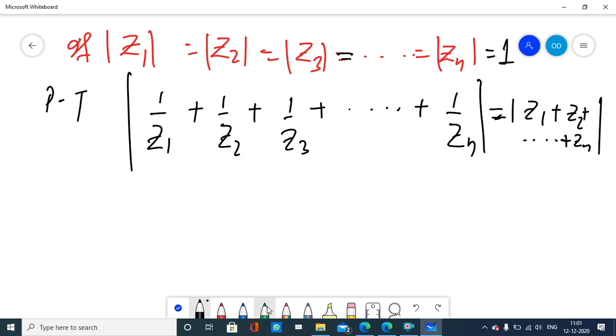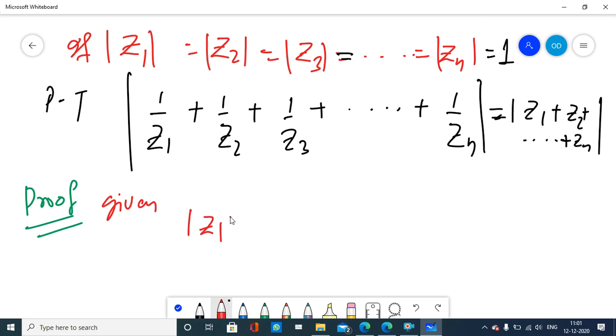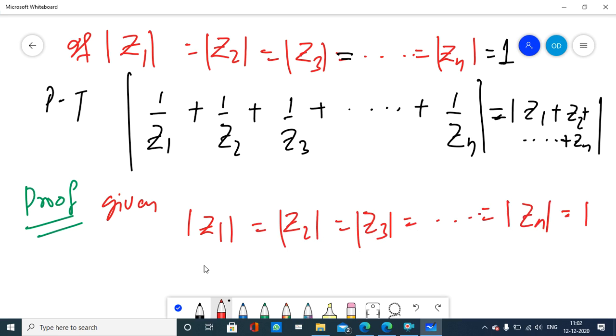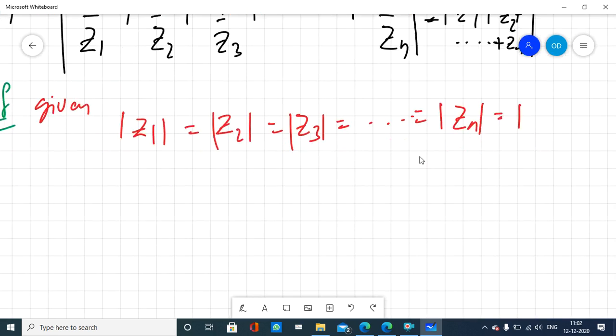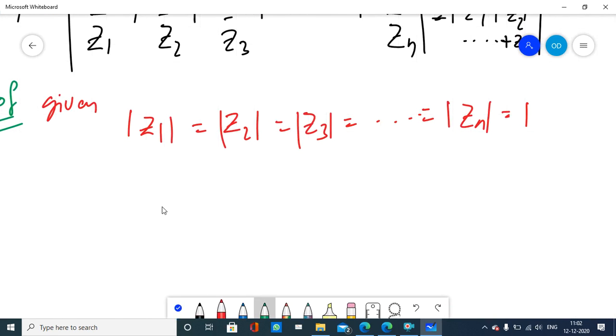Okay. So you see, this is a very important question, and it is a little bit tricky. Not difficult, but a little bit trickier than the problems that we have already solved. Okay. So let's just try to see how we can prove it. Now what is given to us, you tell me? Modulus of Z1 is equal to modulus of Z2 is equal to modulus of Z3 is equal to modulus of Zn is equal to 1, isn't it? It is given to us, right?